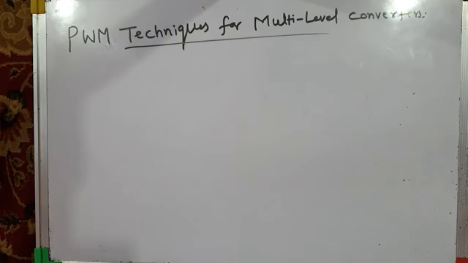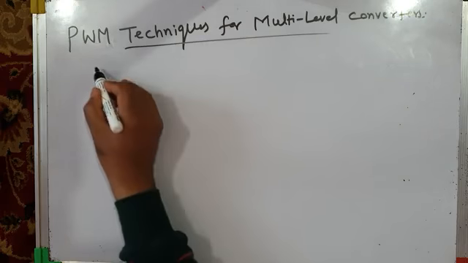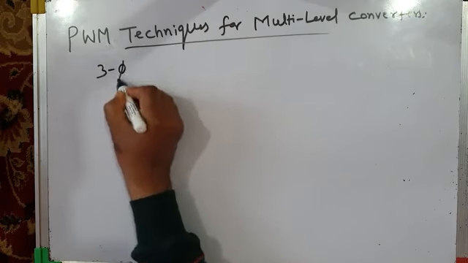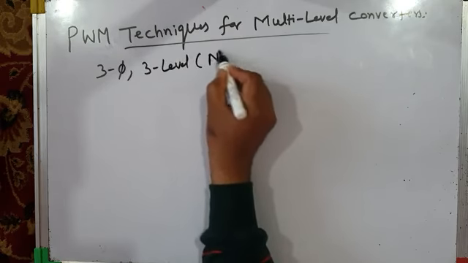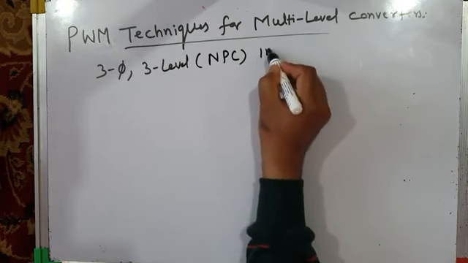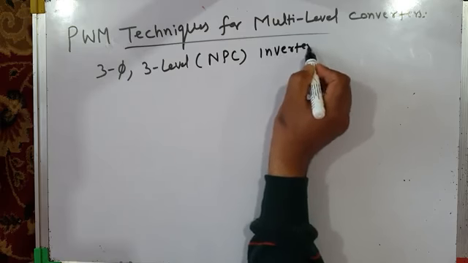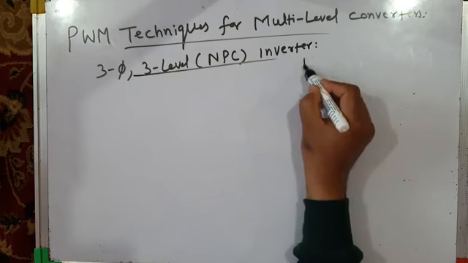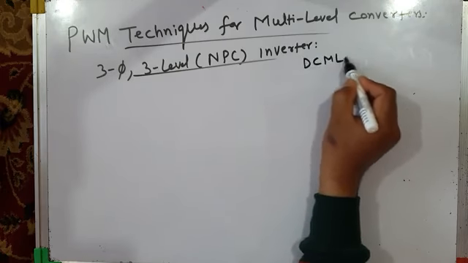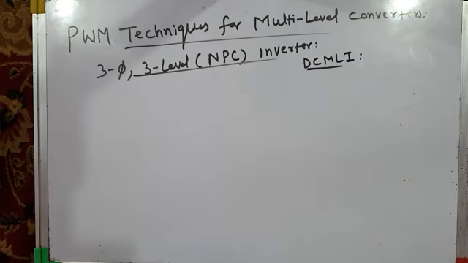So I will discuss with you the three-phase, three-level neutral point clamped inverter. It is also called the diode clamped multi-level inverter, DCMLI. DCMLI means diode clamped multi-level inverter.